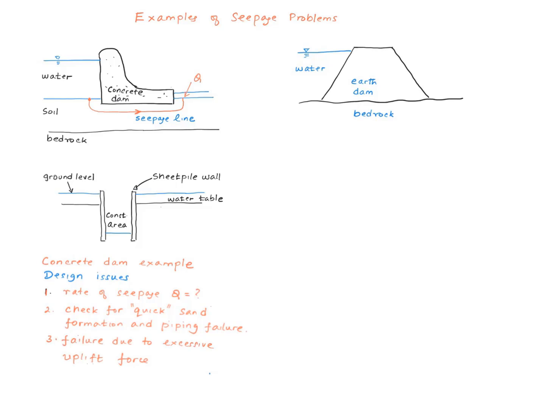Number 3, due to increased water pressure at the bottom of the dam, you have a resultant uplift force like this. If this uplift force is too much, it could lead to failure of the dam. Let me show you a short video on the Austin Dam failure in Pennsylvania. This apparently happened because of uplift force.